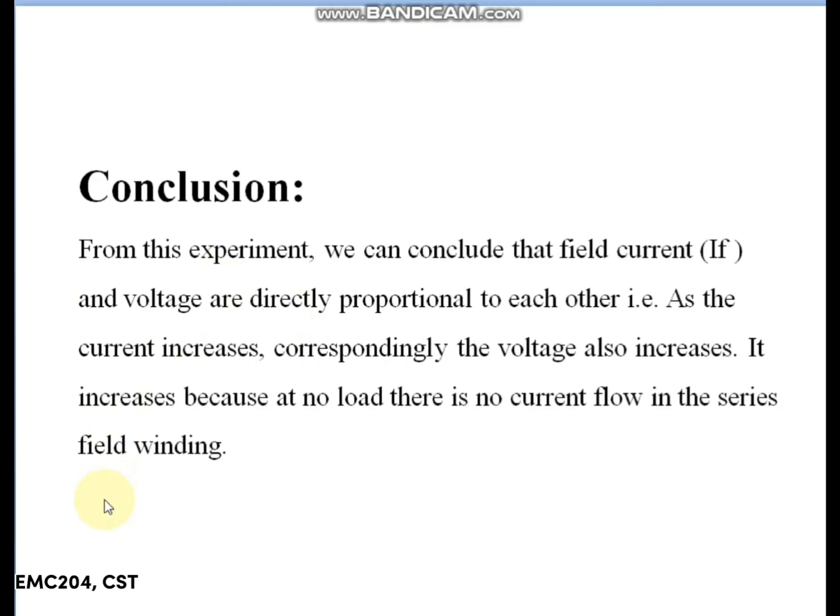Then these are the conclusions of our experiment. From this experiment, we can conclude that field current, that is IF, and voltage are directly proportional to each other. That is, as the current increases, correspondingly the voltage also increases. It increases because at no load there is no current flow in the series field winding.